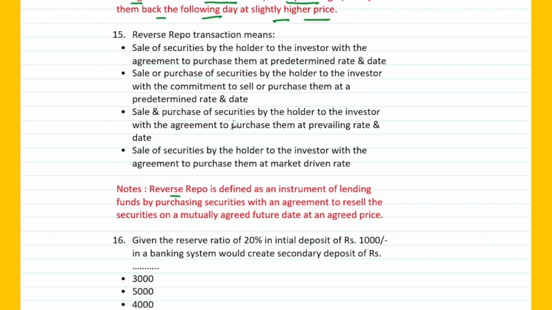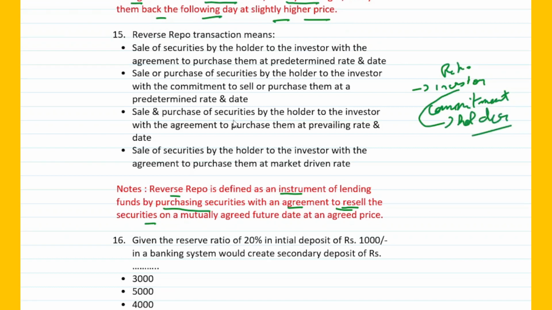Okay, reverse repo is defined as an instrument of lending funds by purchasing securities with an agreement to resell these securities. Please make sure it's resell the securities. That means the investor has bought the securities when there is a repo transaction. So basically, when it is a reverse repo, it becomes a commitment by the same investor to sell it back to the holder. So that's what a reverse repo is.